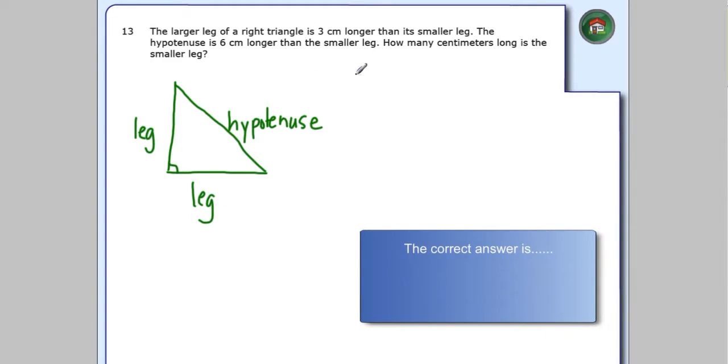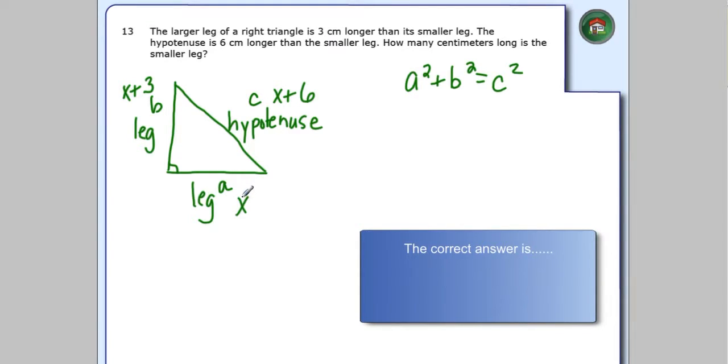Now you should know the Pythagorean theorem, which is a squared plus b squared equals c squared. And in this case, it would be the leg squared. Here, let's call that a and b and c. So the larger leg of the right triangle is 3 centimeters longer than the smaller leg. So let's call this the smaller leg x. The larger leg would be 3 centimeters longer than that, which would be x plus 3. And the hypotenuse is 6 centimeters longer than that, so x plus 6.